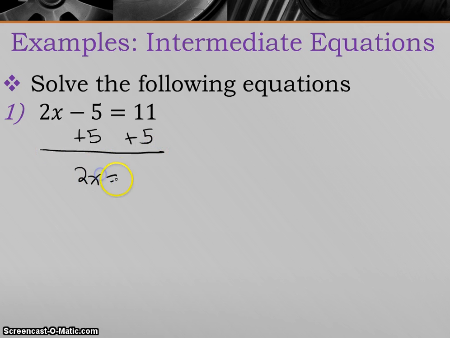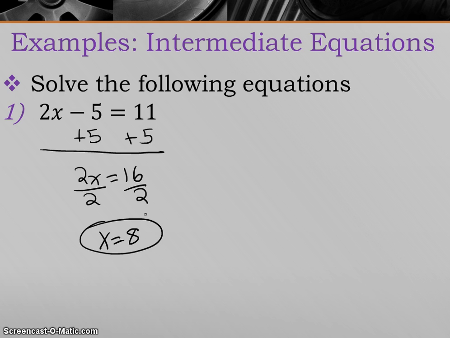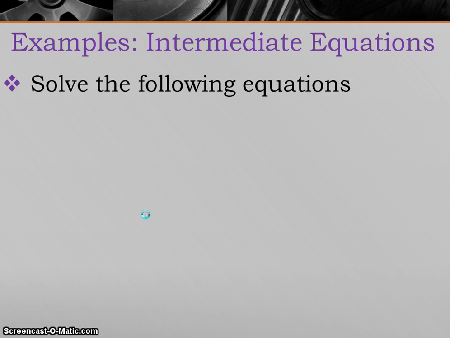So 2x equals 16. Then we divide both sides by 2, and x equals 8. So there we go. It's the same exact process, but now we're combining 2 different equations into one. Let's take a look at another one.